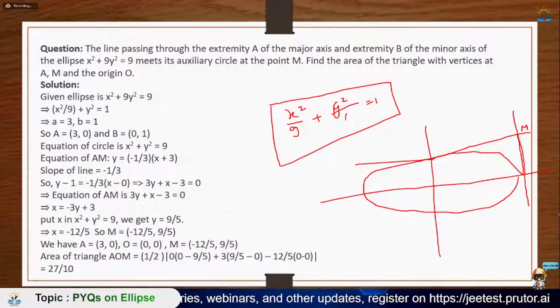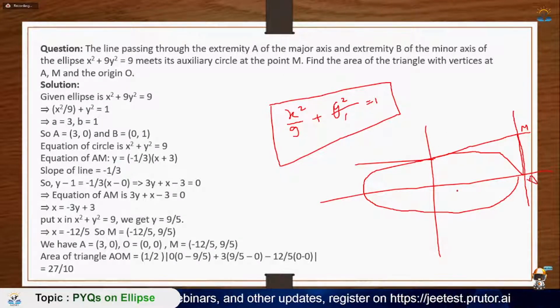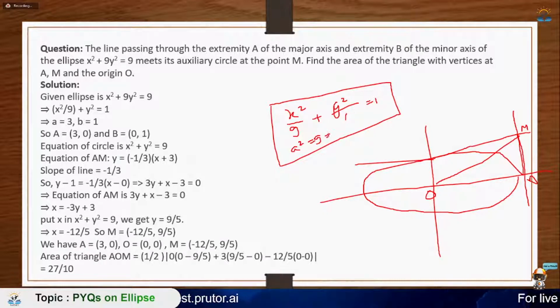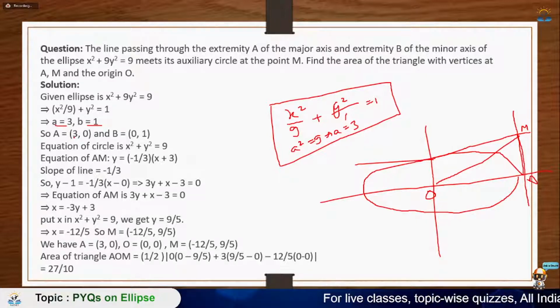What is A? A is this point. Origin is this point. So I have to find the area of this triangle. Okay. So firstly, I can see from here that A square is equal to 9, so I can deduce that the value of my A is equal to 3. So A is equal to 3 and B is equal to 1. So my point A is 3 comma 0 and my point B is 0 comma 1.